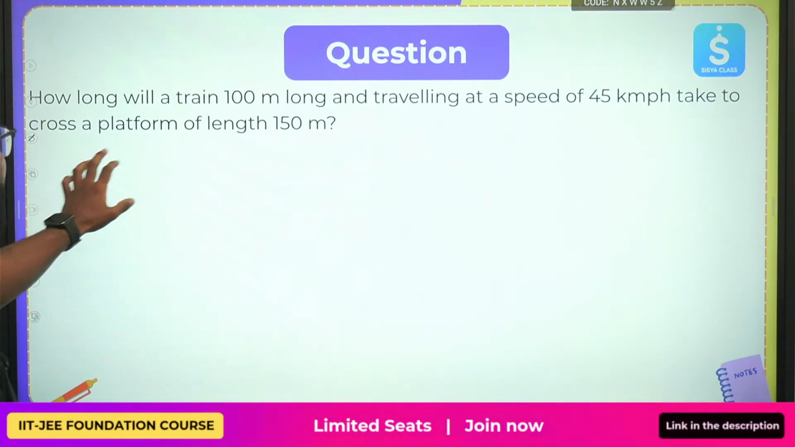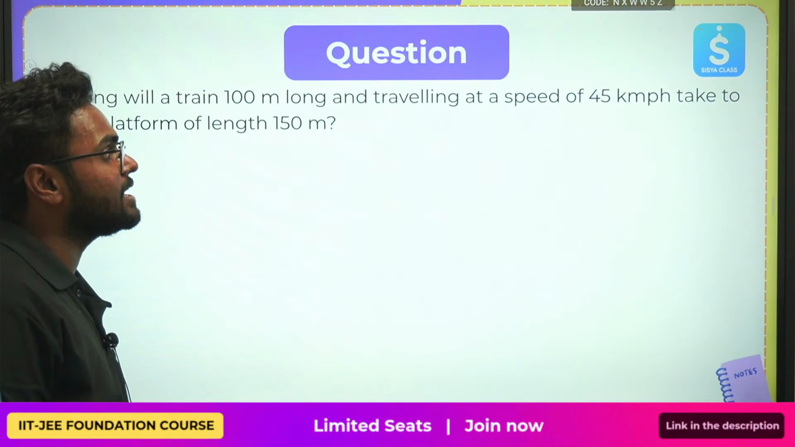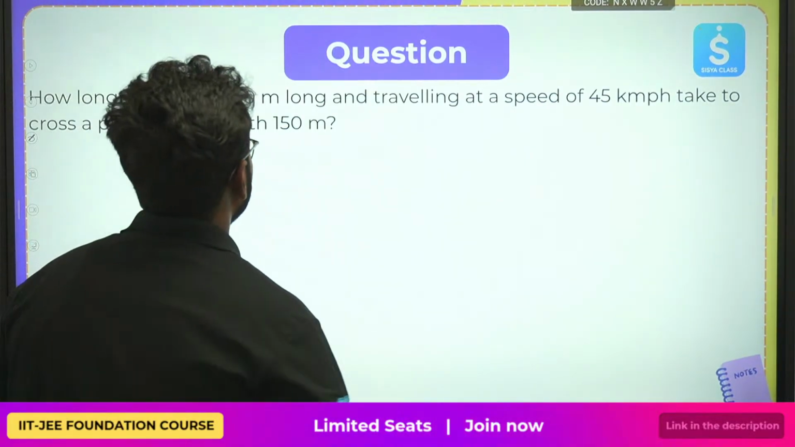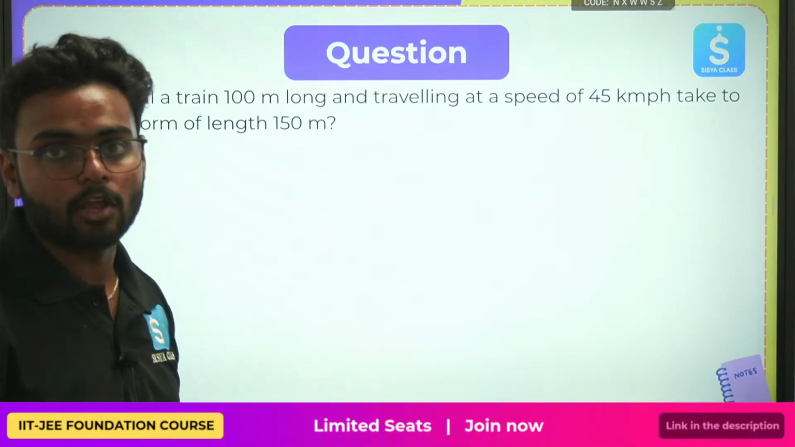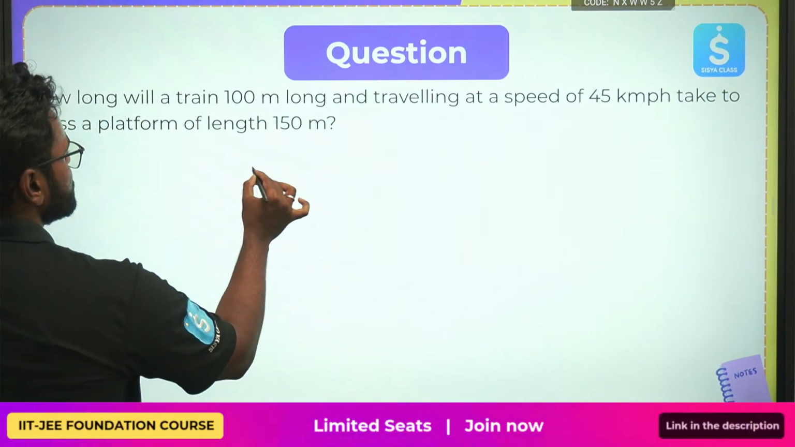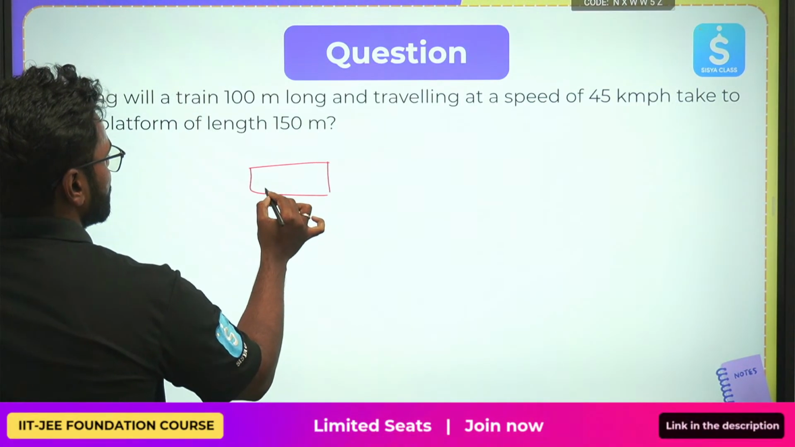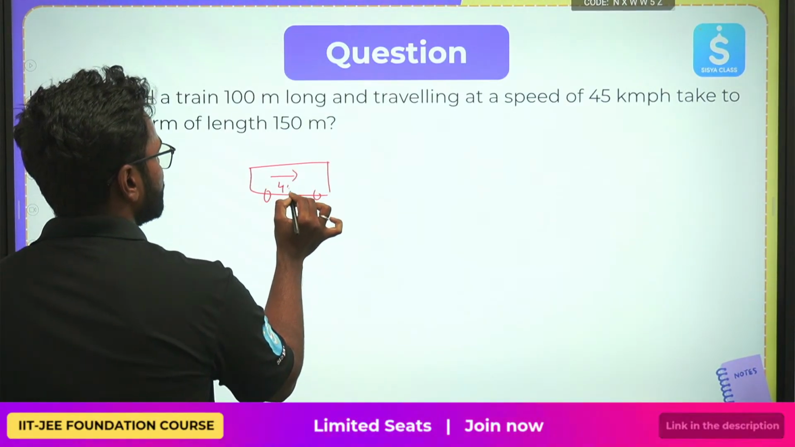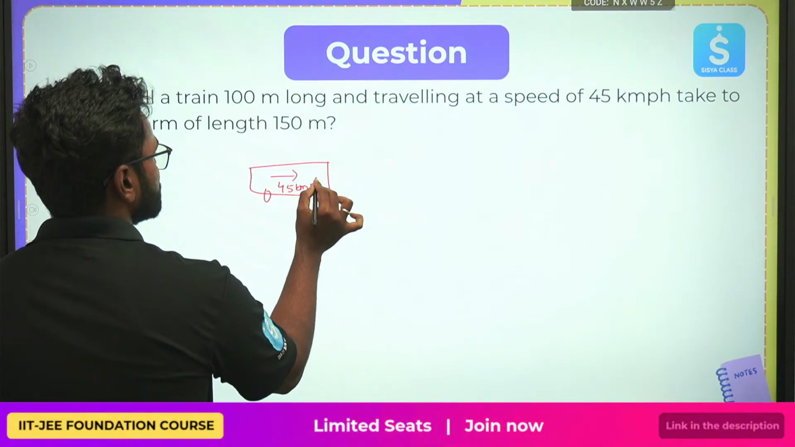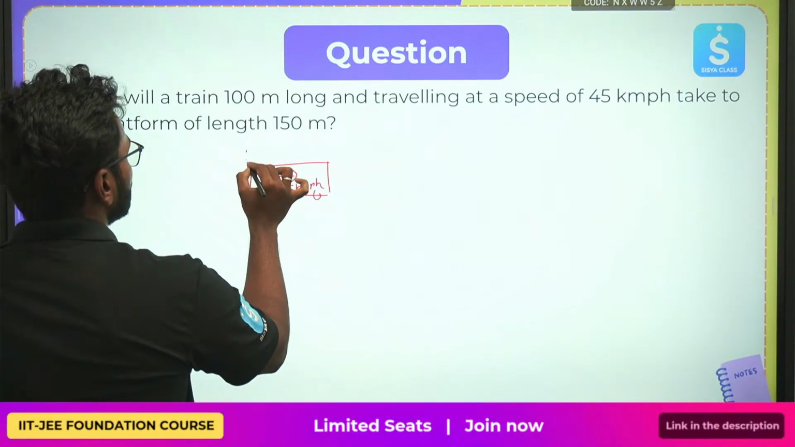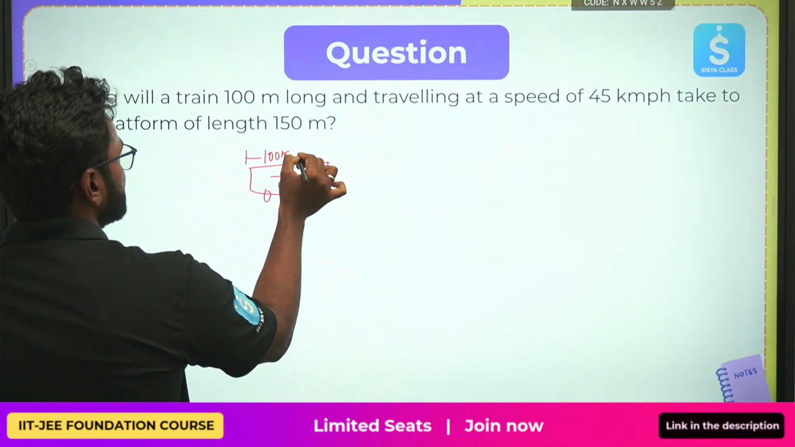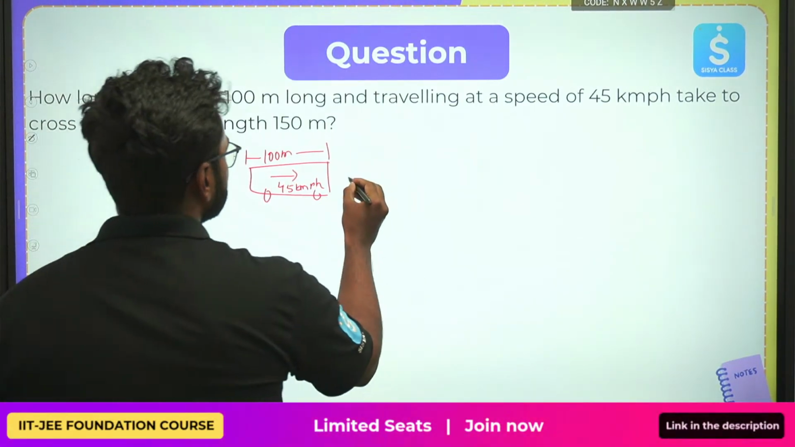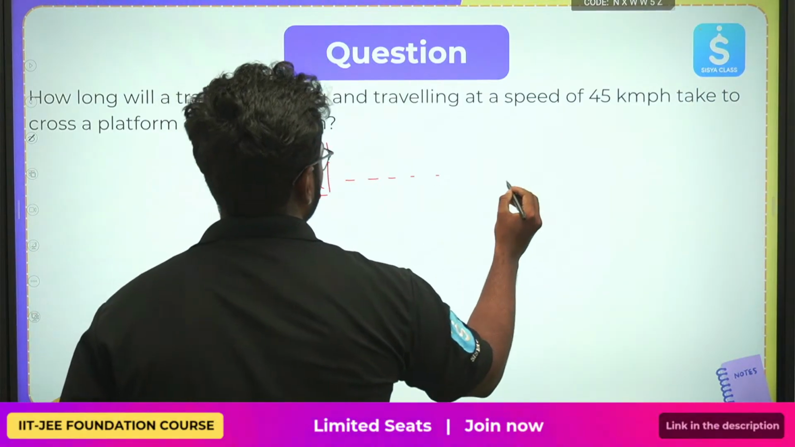Chalo. Now, how long will a train 100 meter long traveling at a speed of 45 kmph take to cross a platform of length 150 meters? In this case, we are using a stationary object with length, right? So this is the train. Okay. The speed is 45 kmph. Okay. The length would be 100 meters. So if you see in this case also, you have kmph and you have meters.